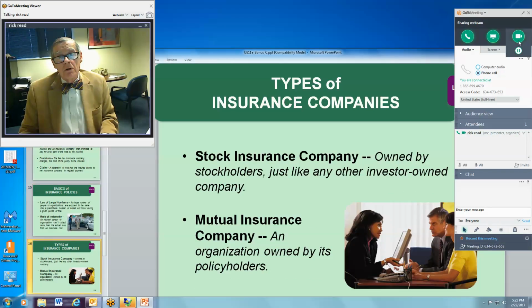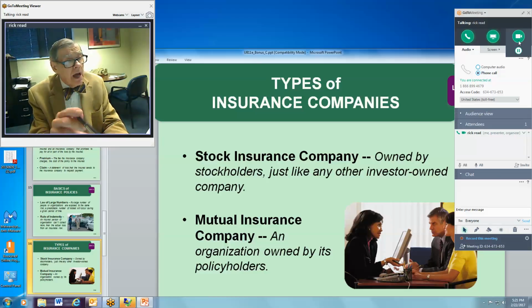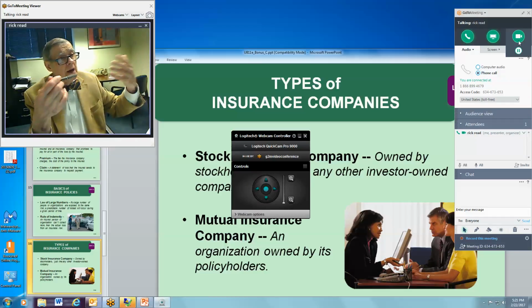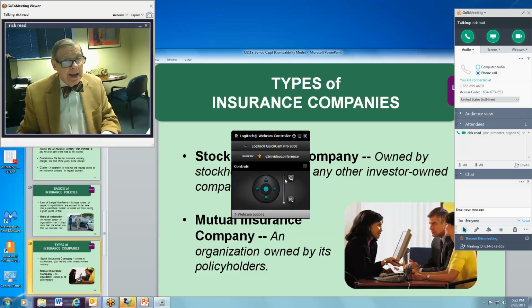It's not a big issue, but just so you know, we have a stock company and a mutual insurance company. A stock company is owned by stockholders. That's pretty simple, just like any other investment owner. The difference between that and a mutual company is this is an organization that's owned by the policyholders. So what that means is, I could buy stock in a stock insurance company and not have an insurance policy with them. Different down here with the mutual company. If I have a policy with them, I am an owner of the company.